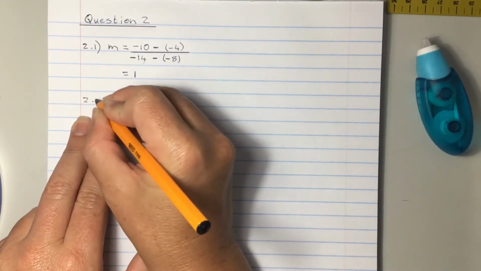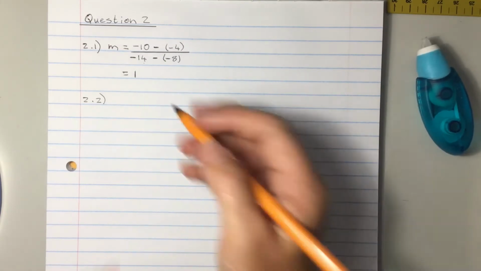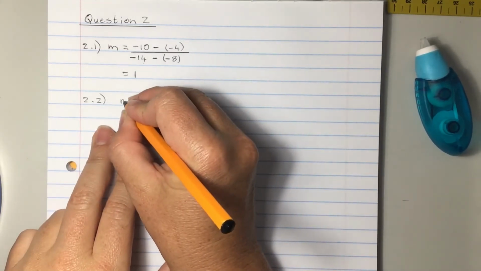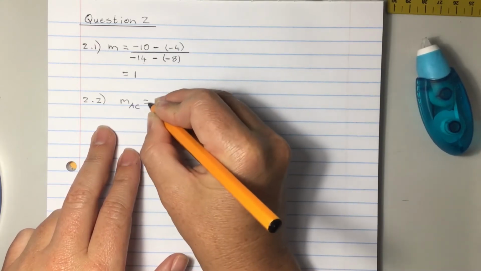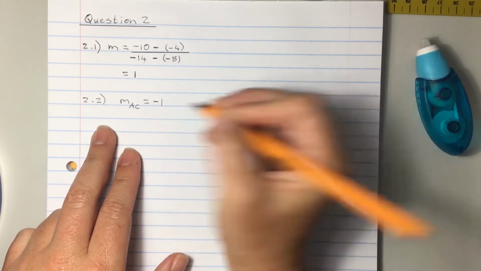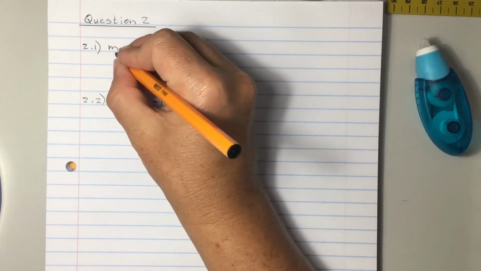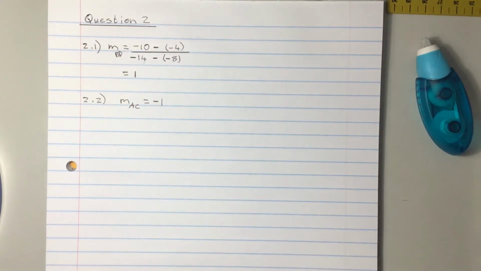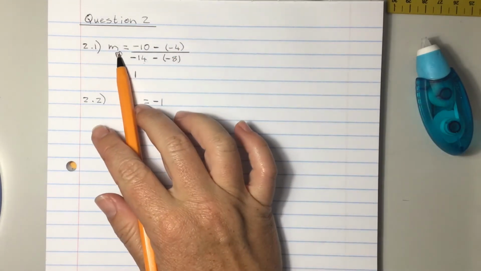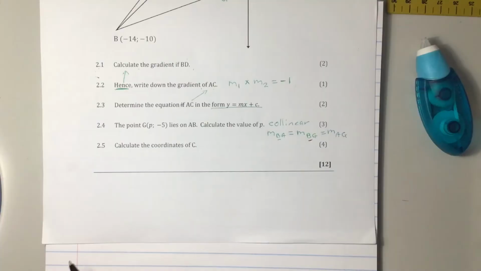In fact, hopefully you can say, well, 1 times what must give me -1. And so my gradient of AC must be equal to -1 if I'm going to multiply to get 1. And I would advise you to put in those line names next to your gradient just in case you need to come back and use them.